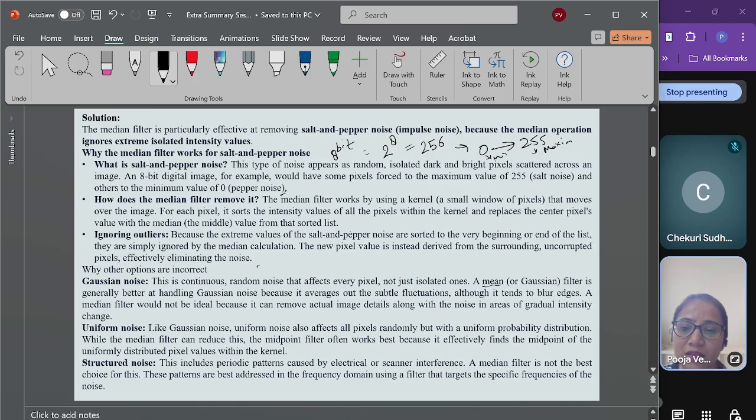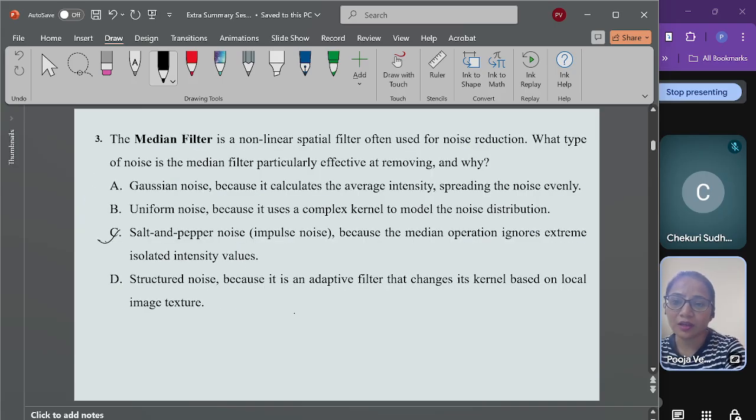Okay, and another one is structured noise. This includes periodic patterns caused by electrical or scanner interference, and the median filter is not the right choice for that. These patterns are best addressed in the frequency domain using filters that specifically target the frequency of that noise. The median filter is particularly effective at removing salt and pepper noise because the median operation ignores extreme isolated intensity values. So option C is the correct answer for that question.